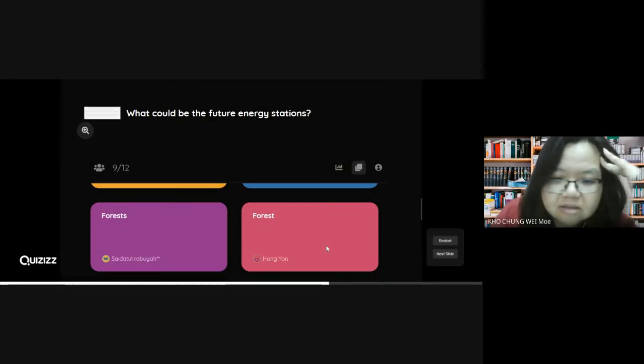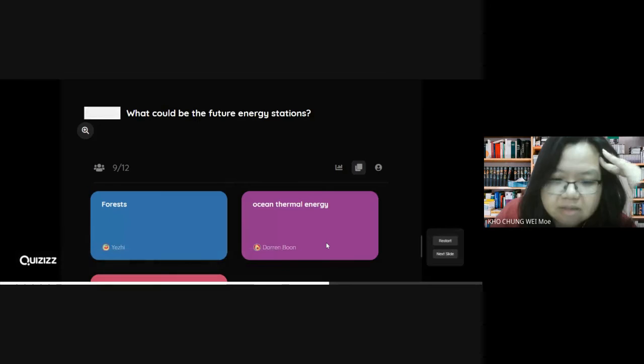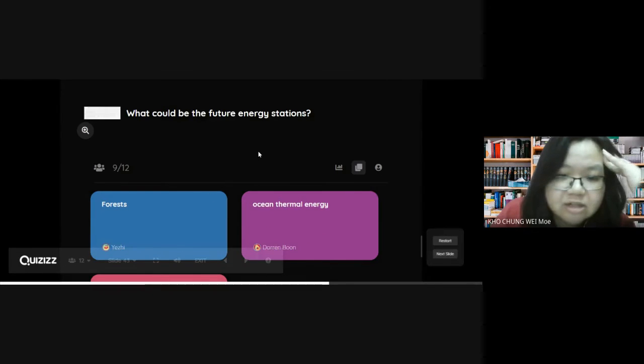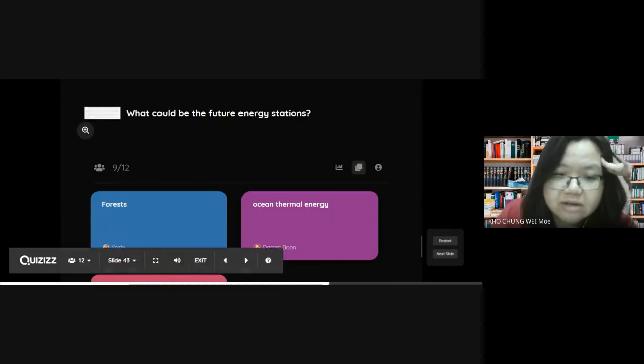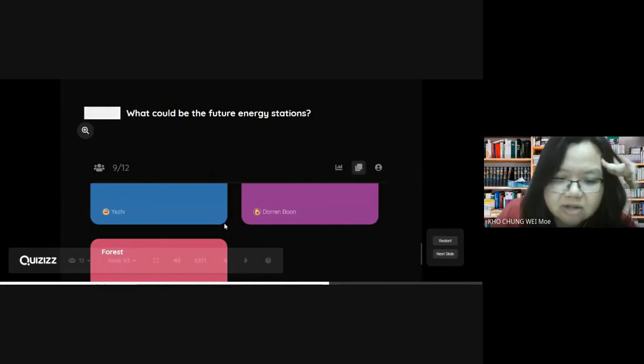And the other person, Darren Boone, you got confused with the ocean thermal energy. All right, the word here is energy stations. If you look, it said forests can become the energy stations of the future. A paraphrase of this would be future energy stations. So the answer is forest. We're not talking about the ocean thermal energy yet. Okay? So let us move on to the next question.